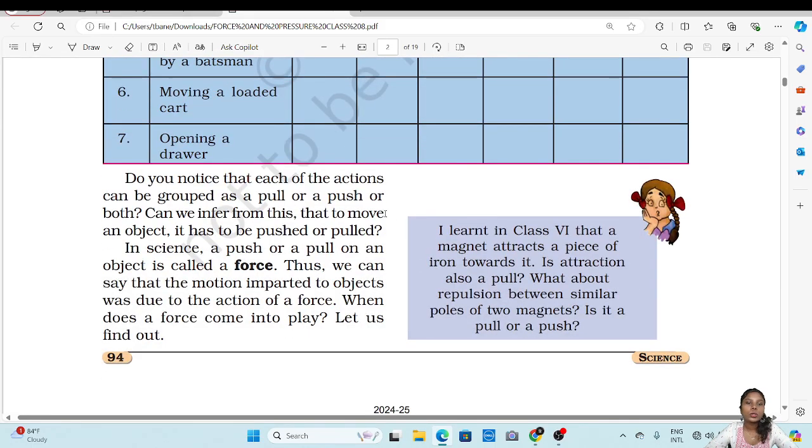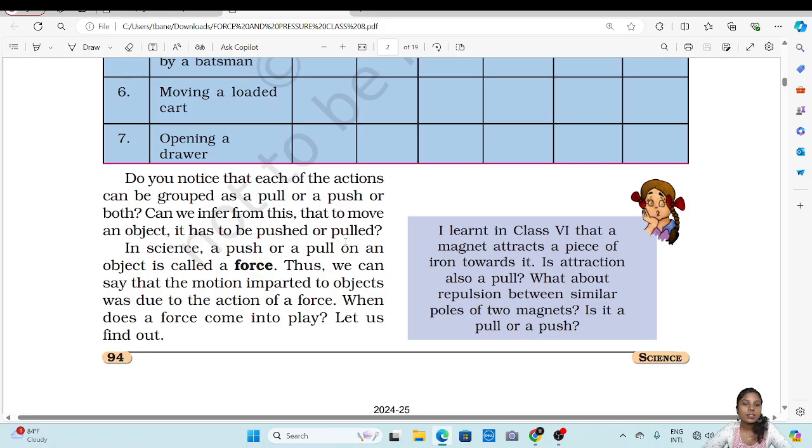Do you notice that each of these actions can be grouped as a push or a pull or both? Can we infer from this that to move an object, it has to be pushed or pulled? So to move any object, what we are saying is that you either have to push it or you have to pull it. Either of these things will make the object move.